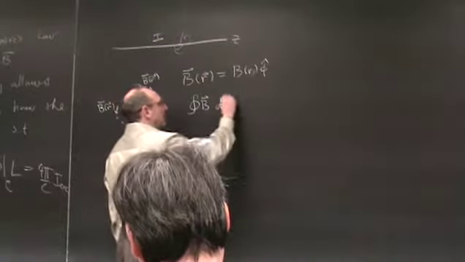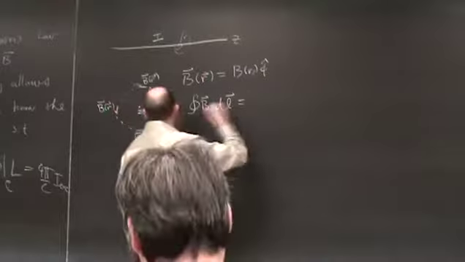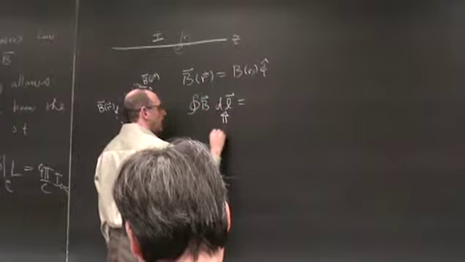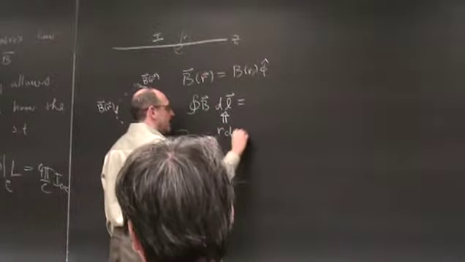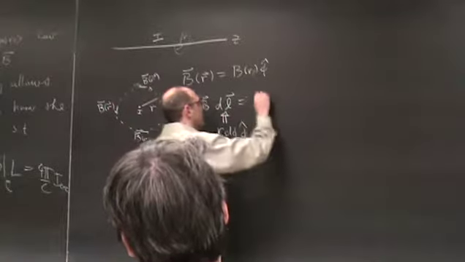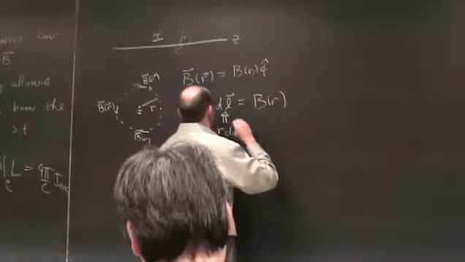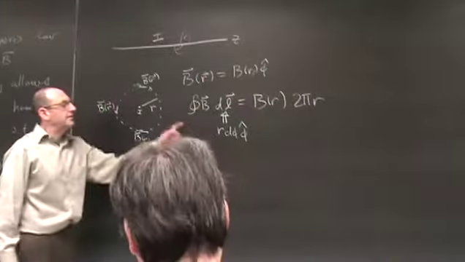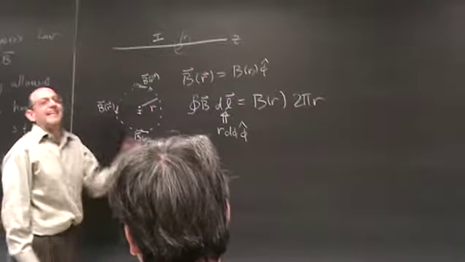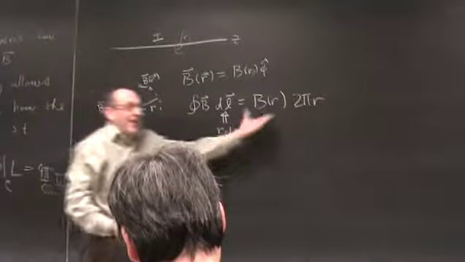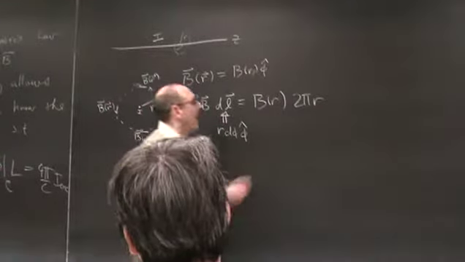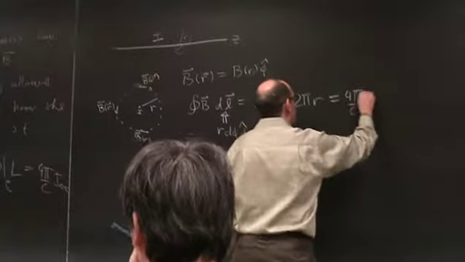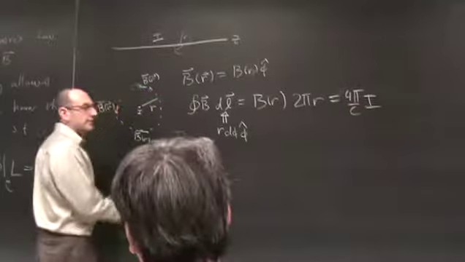But the point is that this is thus equal to, since dl is equal to the radius times d phi in the phi hat direction, B of r times 2 pi r. r is a constant, it can come out of the integral over d phi. Well, that's the formula. If you just look at it, it's the perimeter times that. Okay, and that's equal to 4 pi over c times the current enclosed, which is I in this case, because it's coming out.